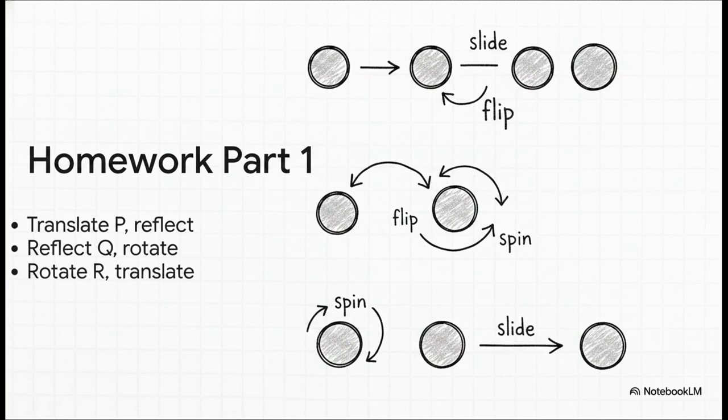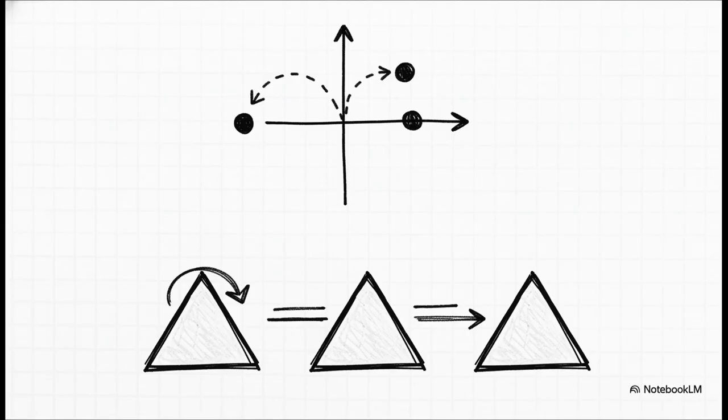Question 1, slide point P, then flip it. 2, flip point Q, then spin it. 3, rotate point R, then slide it. Just remember the golden rule here. Take it one careful step at a time. In rounding out the homework, we have questions 4 and 5. 4 is just a double reflection, over the x, then over the y.